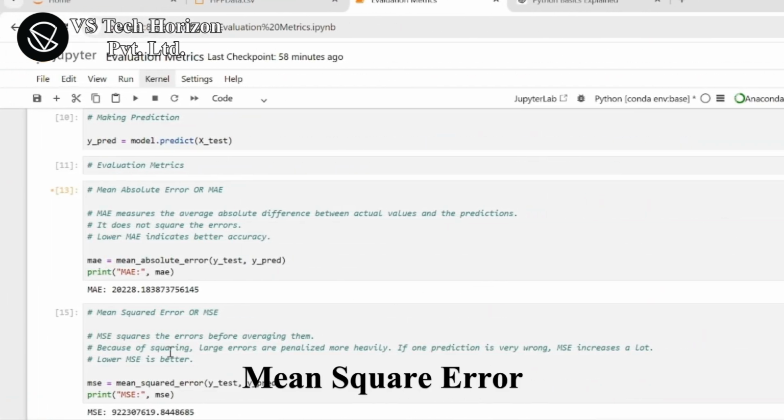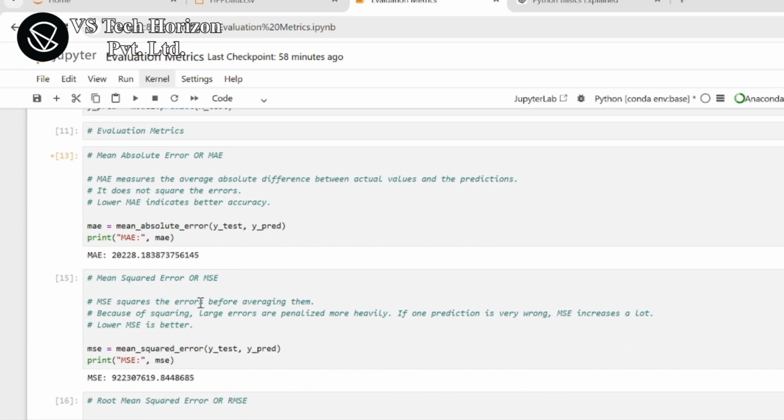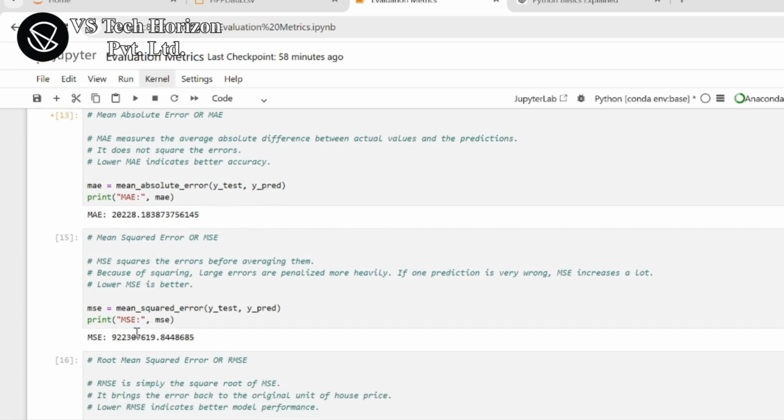Then comes the mean squared error or MSE. Mean squared error squares the error before averaging them. Because of squaring, large errors are penalized more heavily. If one prediction is very wrong, mean squared error increases a lot. That's why we use mean squared error to detect large mistakes. Lower mean squared error is better. In our case, the mean squared error is the following figure, which is quite large, and the value is large because errors are being squared.